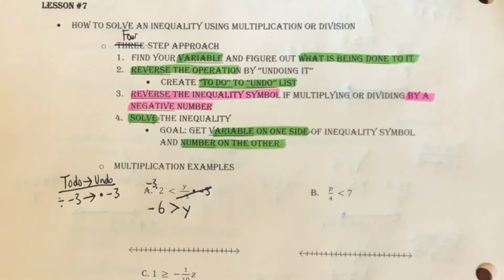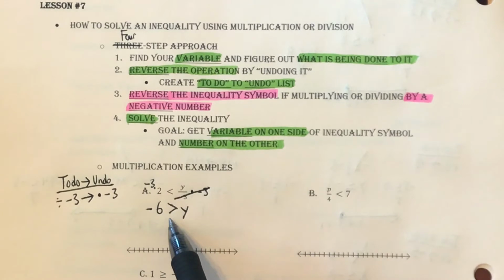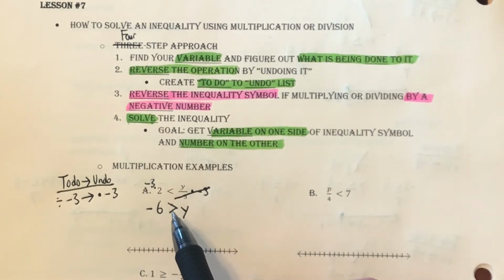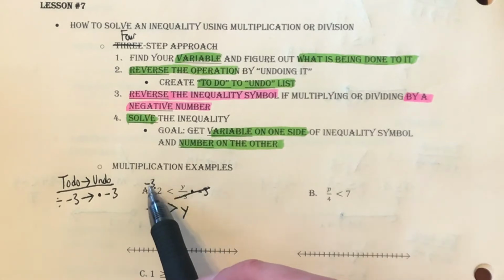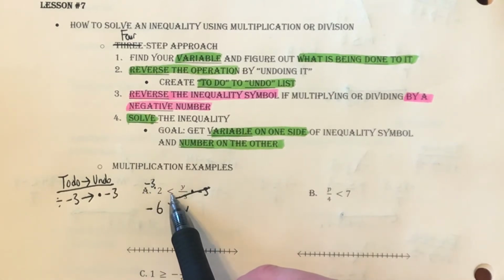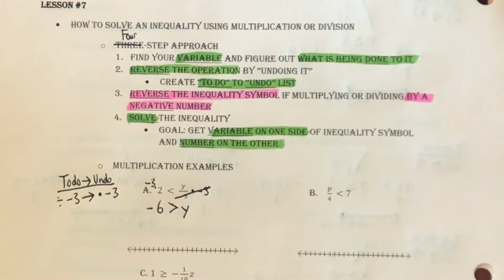So I ended up with -6 is greater than y. Now, again, reminder, when we multiply or divide by a negative, which is what we did here, that causes this inequality symbol to flip around. All right, so next step, we need to label our number line.